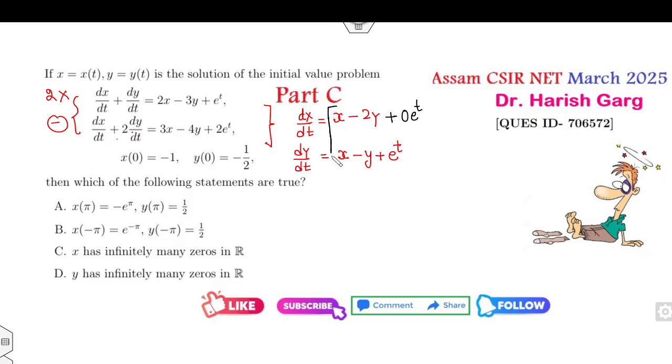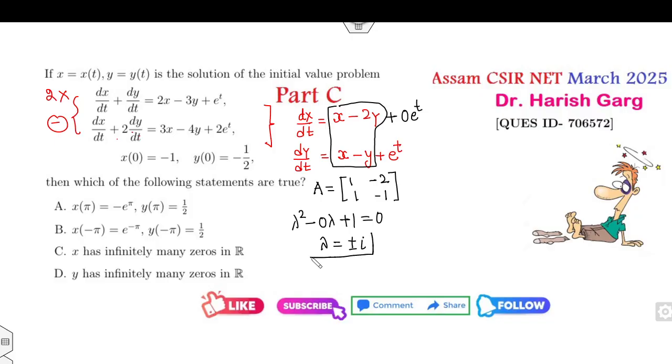So this equation is linear. Fine. What is the matrix corresponding to them? 1, minus 2, 1, minus 1. Can you find the eigenvalues of this? The eigenvalue equation is lambda square minus the trace lambda plus the determinant. The trace, 1 plus (minus 1), is 0. That means your eigenvalues are plus minus iota. Once the eigenvalues are plus minus iota, your solution will be of the form c1 cos t plus c2 sin t. Fine.